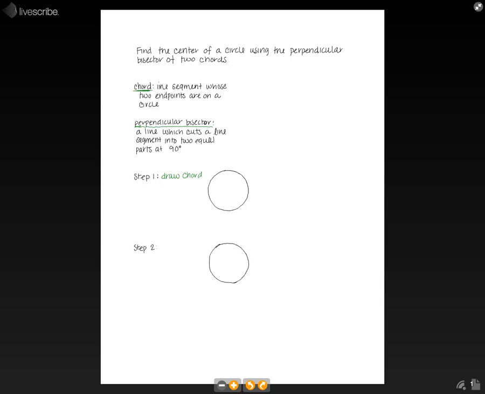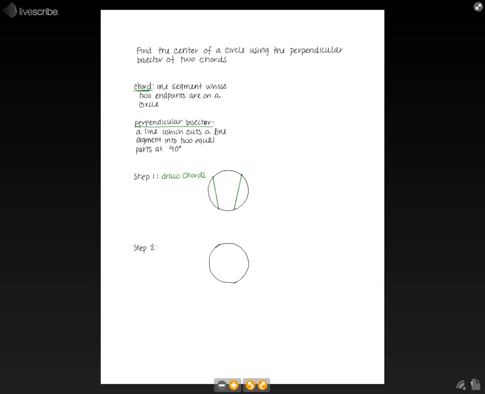We know that the chords can be pretty much anywhere on the circle. So let's just put one right here and one right here. Now we could have put these chords anywhere as long as their endpoints are on the circle.